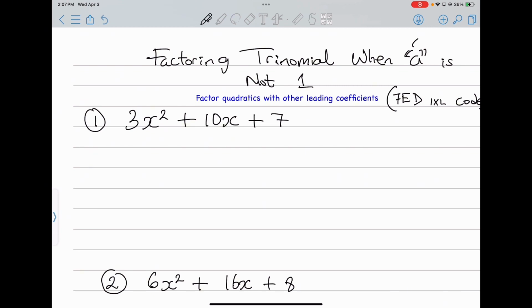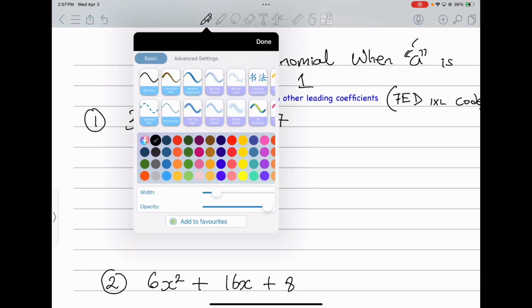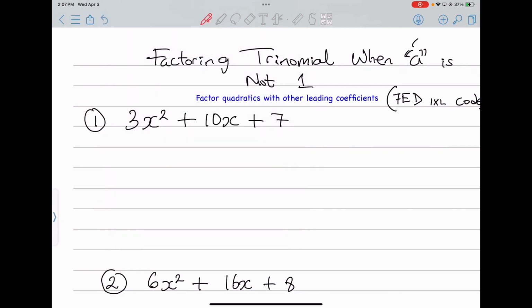So what is your a for this question? 3x? No, a is just the number. 3. And what is your c? 7. So your AC is 3 times what? 7. So what is 3 times 7? 21. And remember, when you get your AC, you find the factors of what?